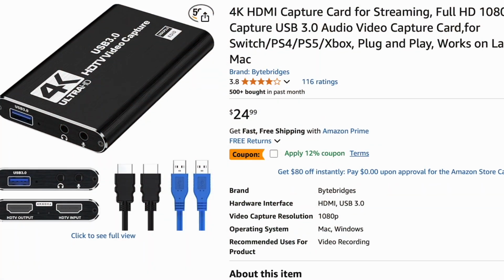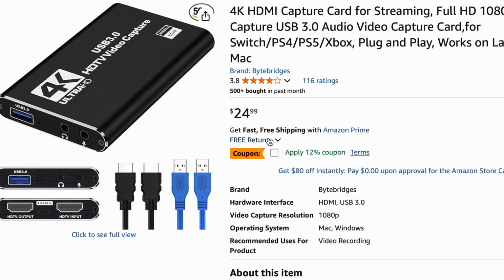And at a glance, it does seem like a pretty good option. It's cheap and readily available. It's selling on Amazon right now for $24.99 with free next day shipping to Prime members. It has the HDMI pass-through that we already talked about. It can accept a 4K signal, and it can stream/record at 1080p 60 frames per second.